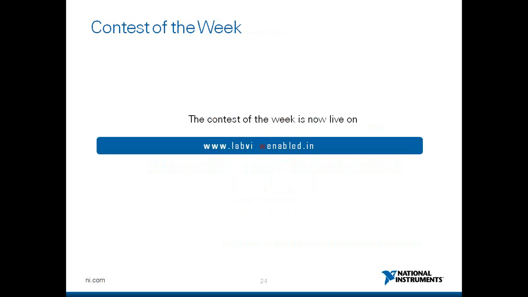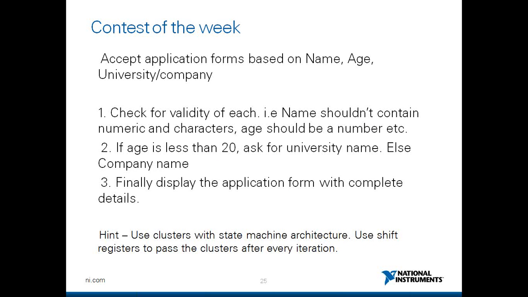So let's see the contest of this week. This week we have 2 different questions, and you are free to choose whichever question suits you or whichever you are more comfortable doing. The first question is to build an application form based on name, age, and university or company. We want you to create a cluster of all these different parameters, and you're free to add more if you want to.